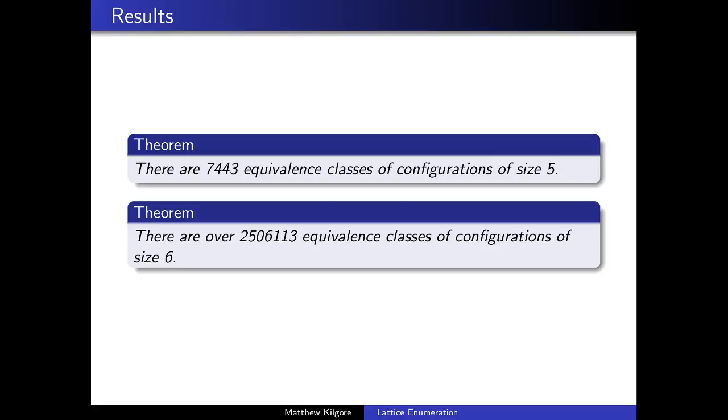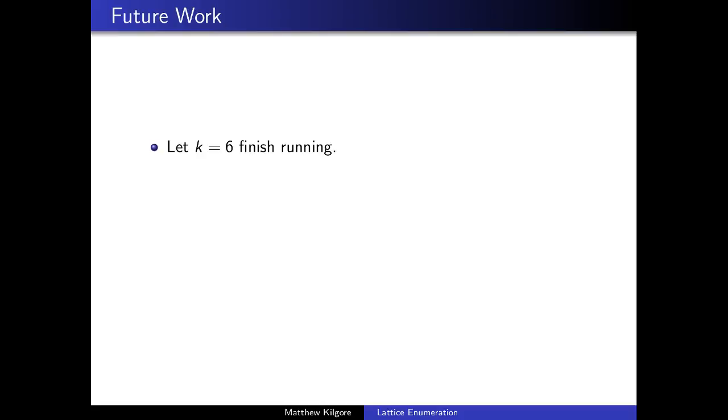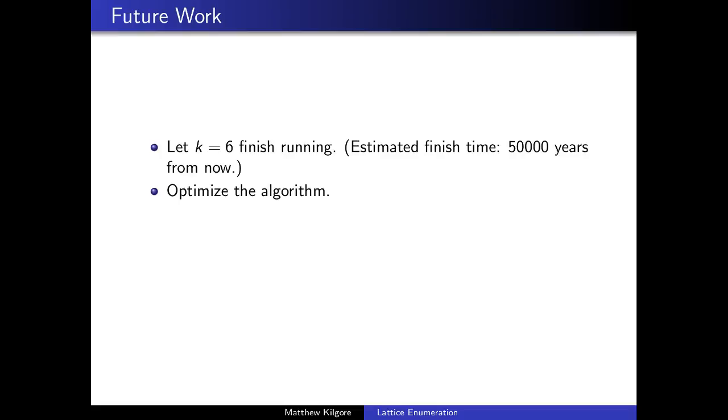Now, that's obviously the first thing we need to do, is let K+6 finish. Maybe that'll happen within the next 50,000 years. The next thing we have to do after that is try that and optimize it. If we can get table 6 to take less than a month, that would be wonderful. If we could get it down to a week, even better.